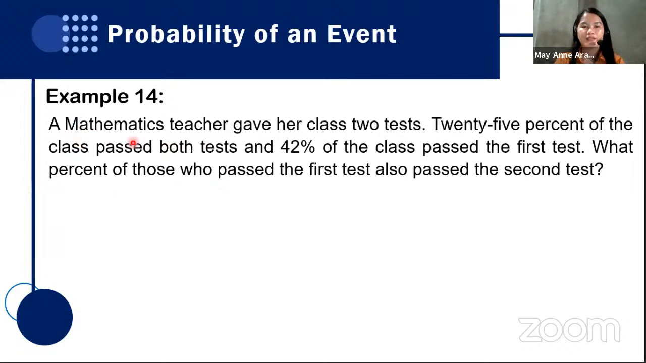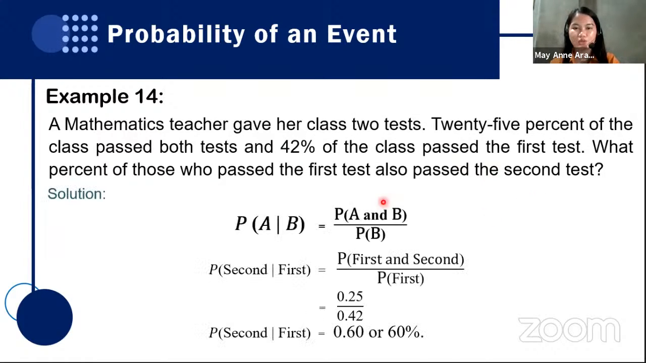For example, a mathematics teacher gave her class 2 tests. 25% of the class passed both tests, and 42% of the class passed the first test. Okay, so the question is, what percent of those who passed the first test also passed the second test?